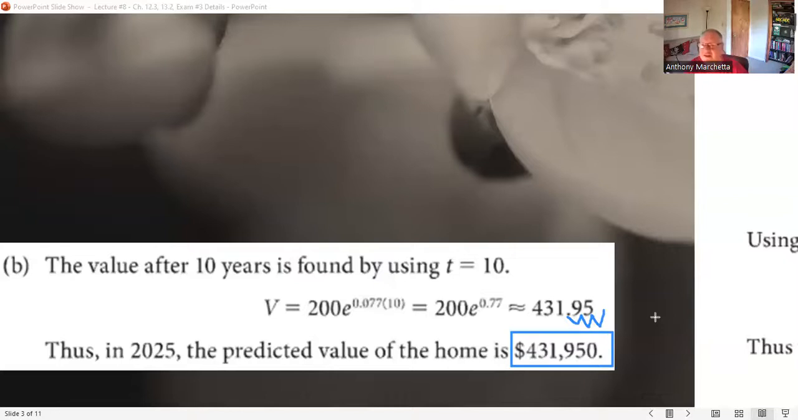All right. So that's one application. We do have one more, and then we'll take a short break before we go on to the last section. Okay.